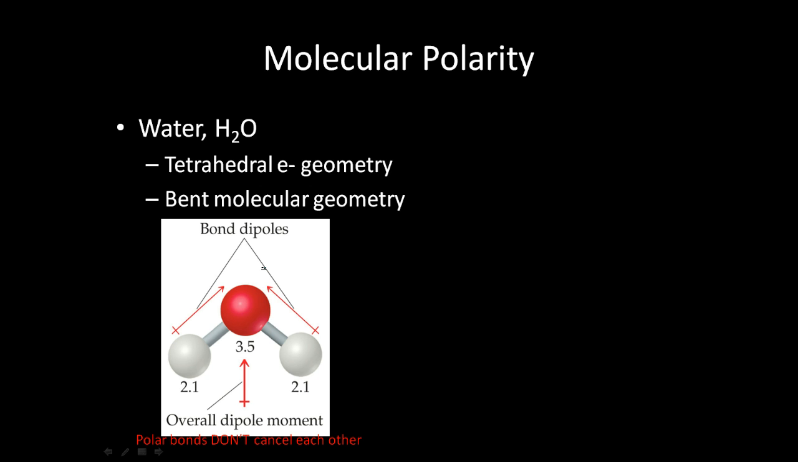So these polar bonds don't cancel each other because they're not symmetrical about some axis. Well, they are symmetrical, excuse me, but they're mirror images that are pulling in the same direction. And so we would consider this a polar molecule.